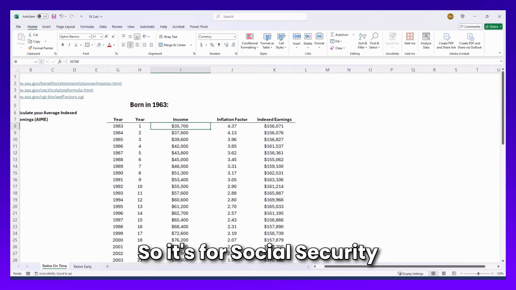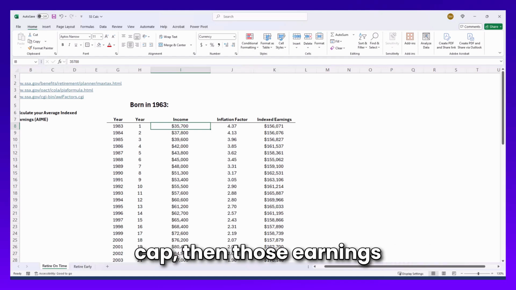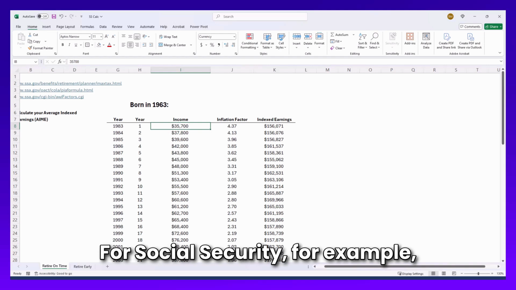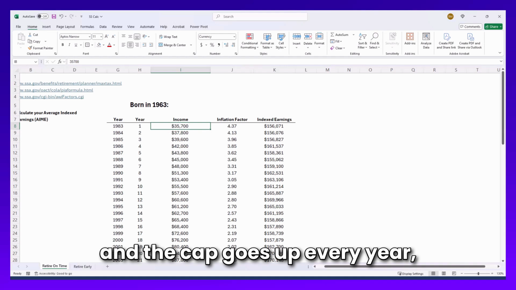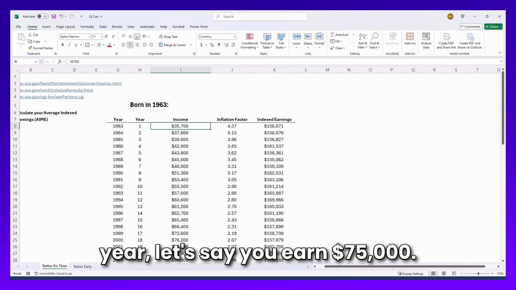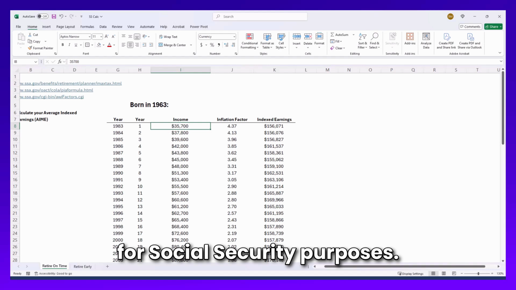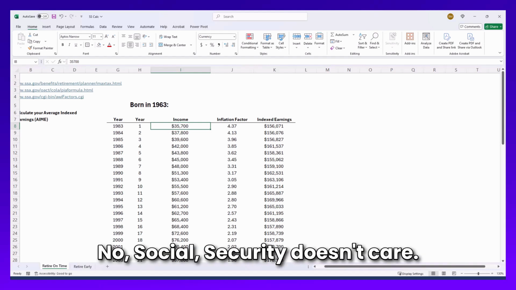For Social Security purposes, not all of your income counts. There's a cap. And when you make more than that cap, then those earnings above that cap no longer count for Social Security. For example, the cap goes up every year, but let's say it's $50,000 this year. Let's say you earn $75,000. Well, only $50,000 of that $75,000 counts for Social Security purposes. So that other $25,000, it's like it didn't happen. Social Security doesn't care.